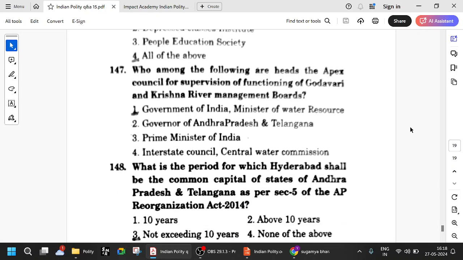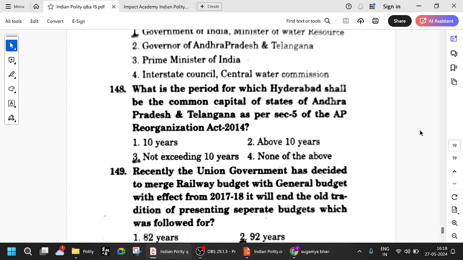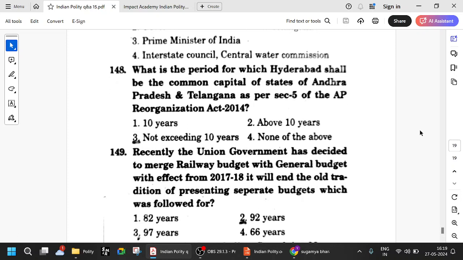Who among the following are the heads of the Apex Council for Supervision of Functioning of Godavari and Krishna River Management Boards? River management boards are also very important. It is the Minister of Water Resources, Government of India. What is the period for which Hyderabad shall become the common capital of the states of Andhra Pradesh and Telangana as per Section 5 of the AP Reorganisation Act 2014? Not exceeding 10 years. So in 2024 the 10 years will also complete, and still Andhra Pradesh does not have a proper capital.